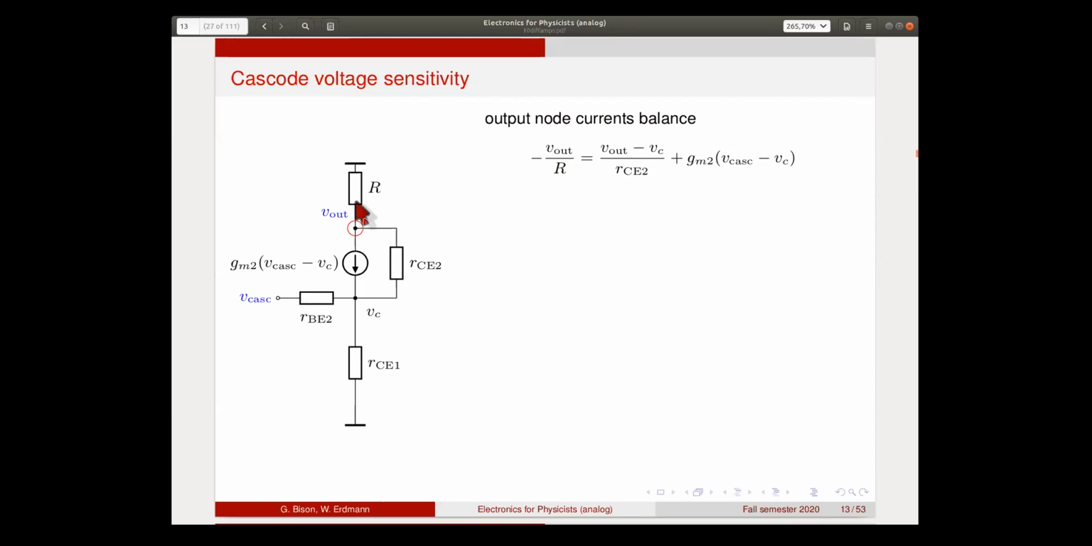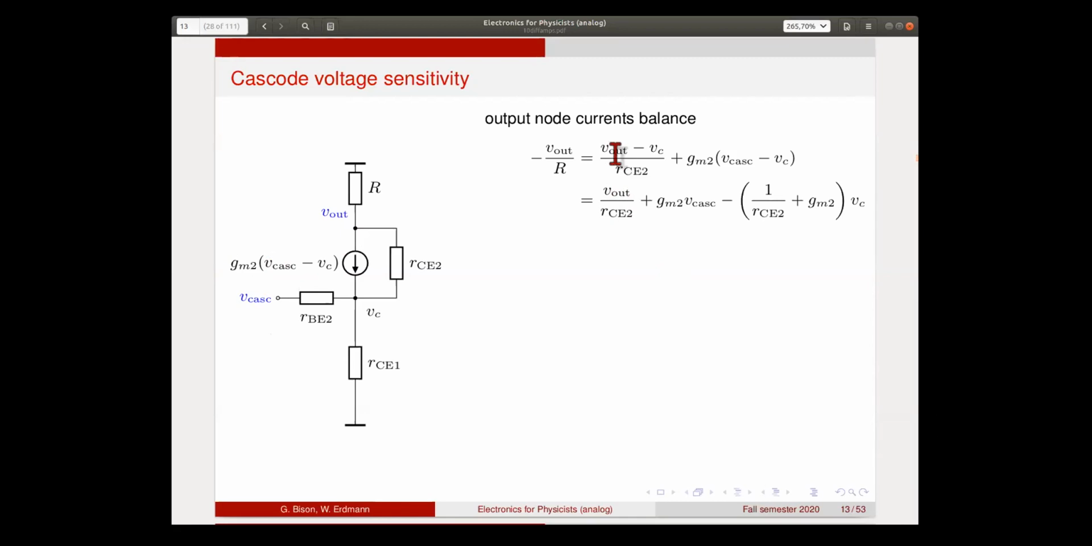The current here is now not just I out, but we say I out is V out divided by R with a minus sign. And then the other two are the same. So I have V out minus VC divided by RCE2 is the current through this resistor. And then here the current is GM times V cascode minus VC. Last time, you may remember that we had V cascode 0, so there was only minus VC GM2. Now we have to keep V cascode because we want to see how V out changes as a function of the cascode voltage.